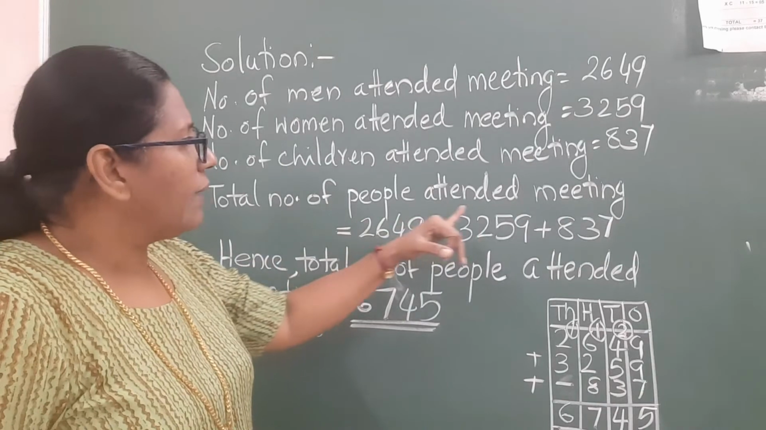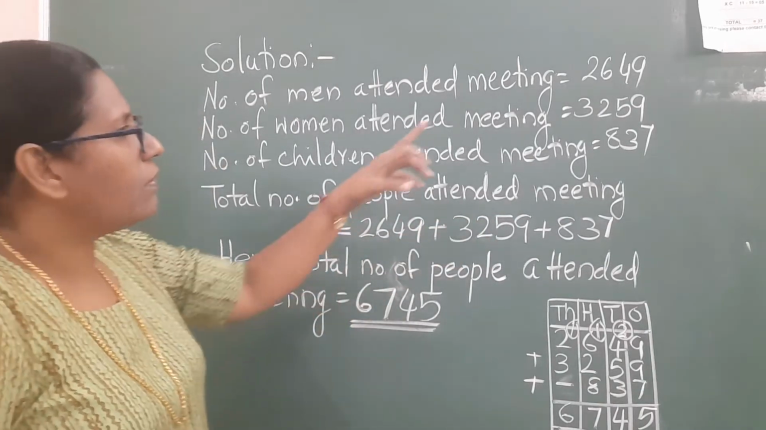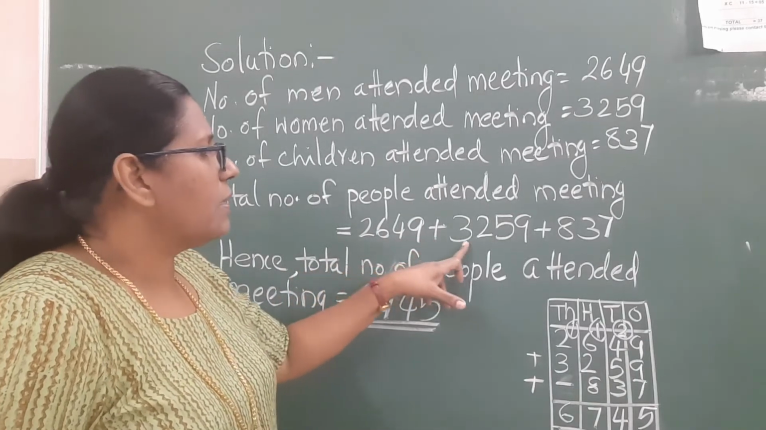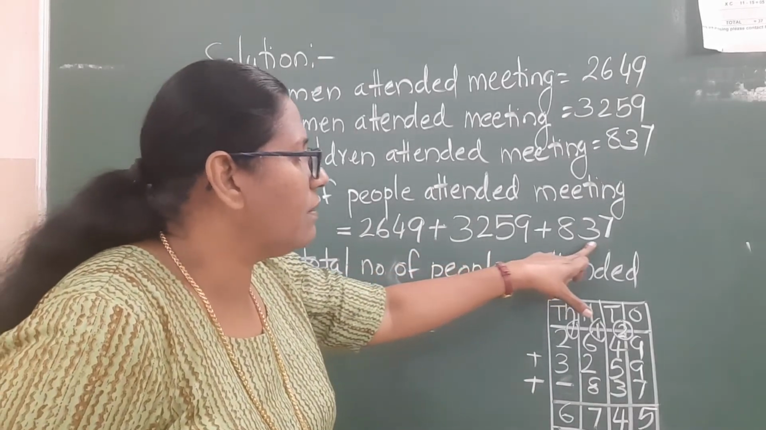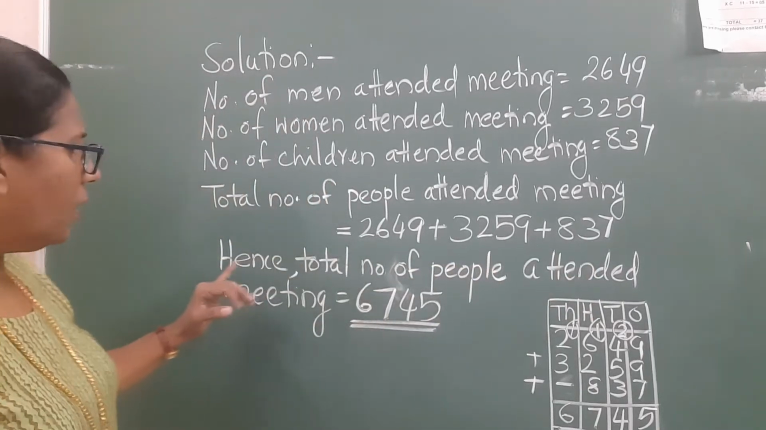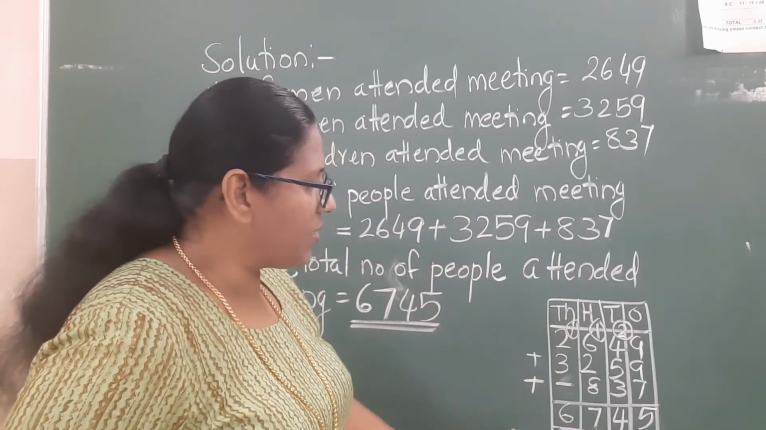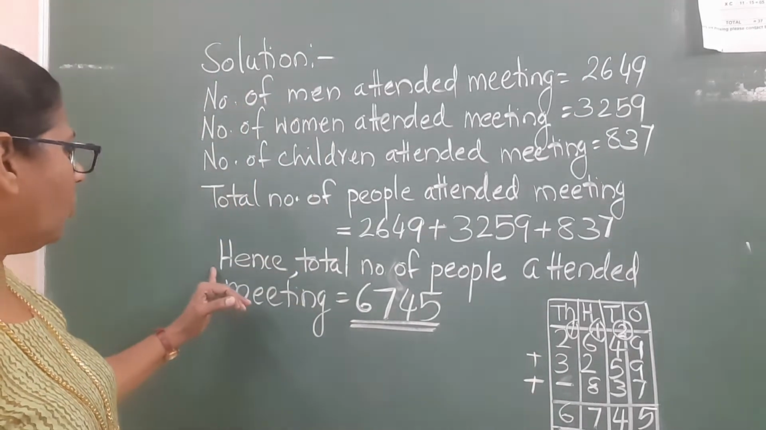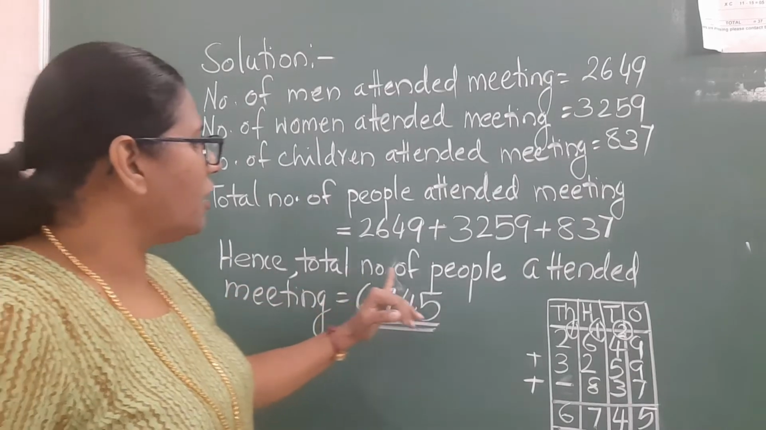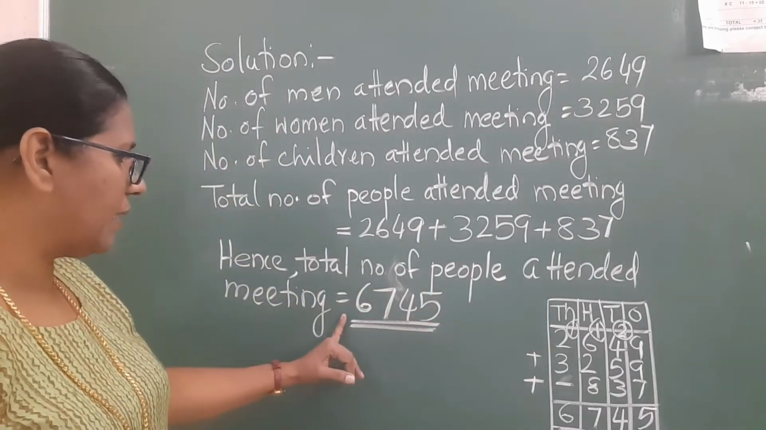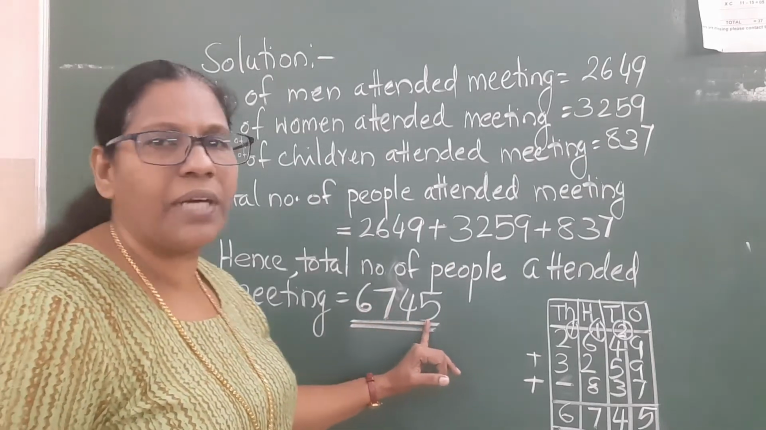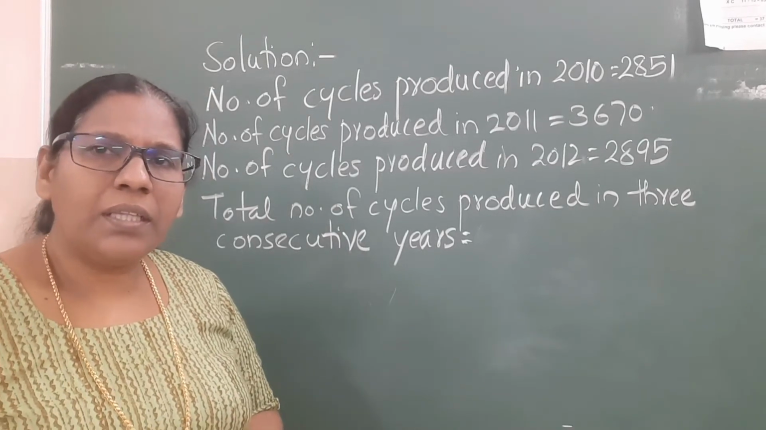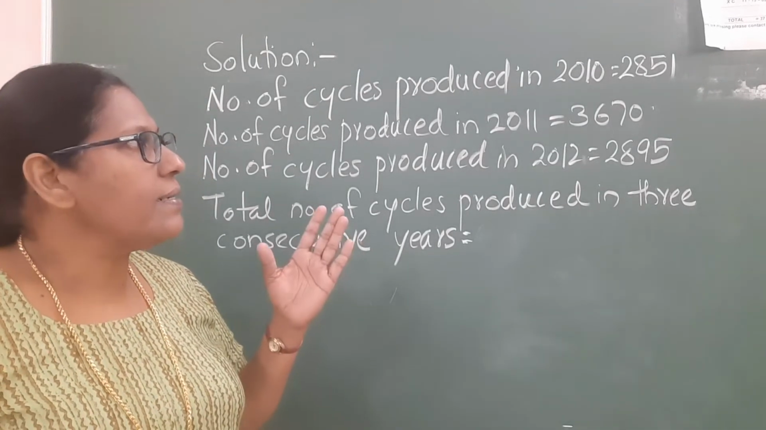Total number of people attended meeting is equal to all these three numbers we have to add. 2,649 plus 3,259 plus 837. After that, we have to do the addition. So when we add, we get 6,745. So we'll write here, hence total number of people attended meeting is equal to 6,745. Our next question is, in a cycle factory, they produce cycles.